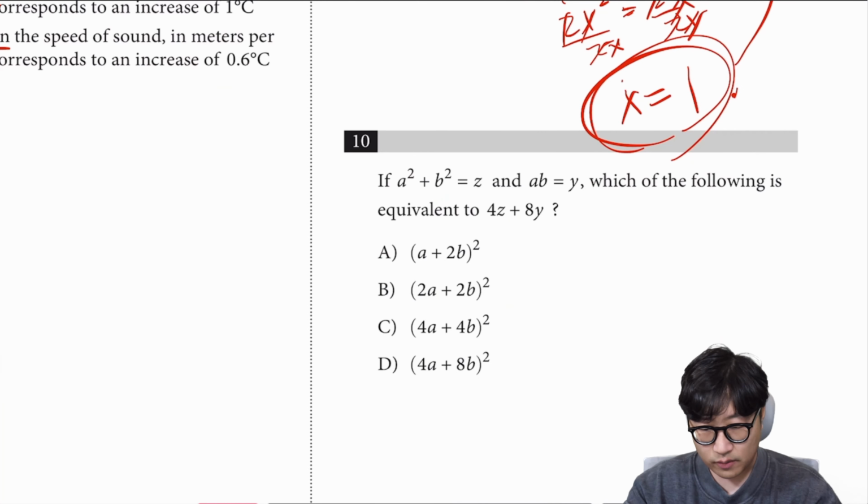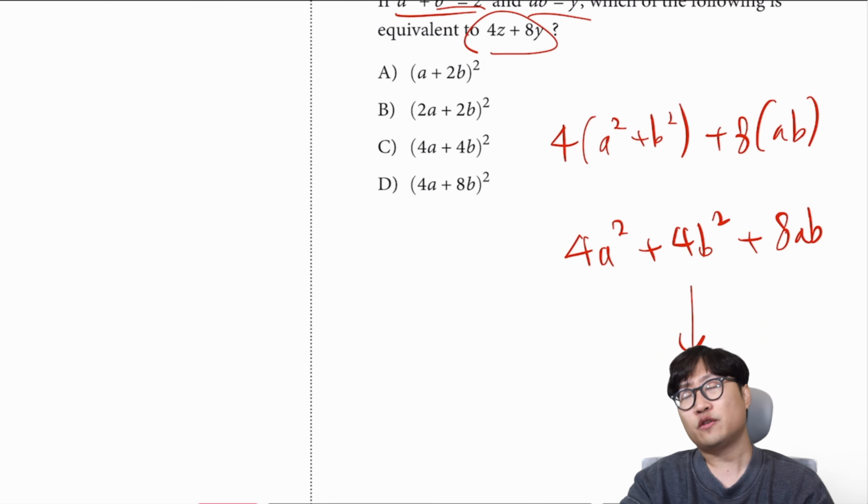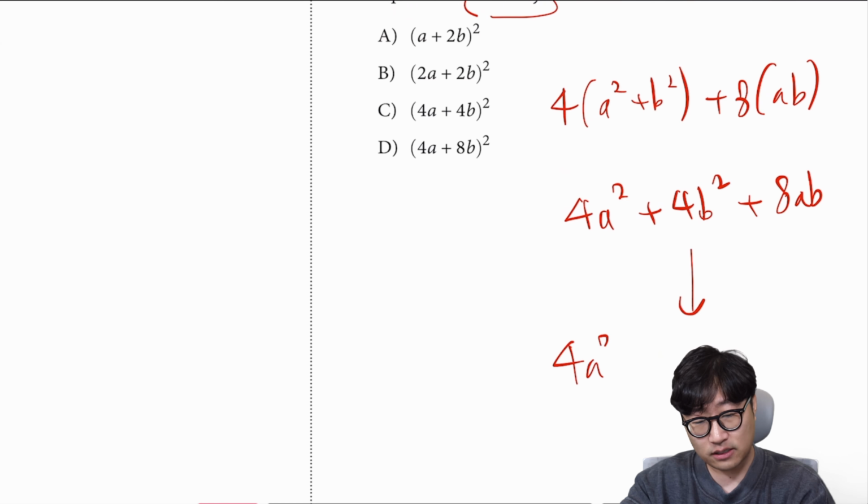All right, number 10. A squared plus, okay, cool story. AB is Y. What is this one? If you guys take a look at it, you can just replace that Z with the A squared plus B squared, and then plus 8 and the Y with the AB. So that's just going to be 4A squared plus 4B squared plus 8AB. And if you put it into that form, the type of form that you would expect to see when you FOIL, that'll be 4A squared plus 8AB plus 4B squared.